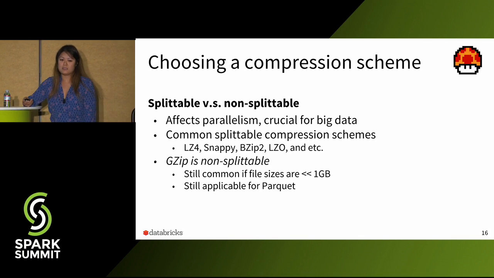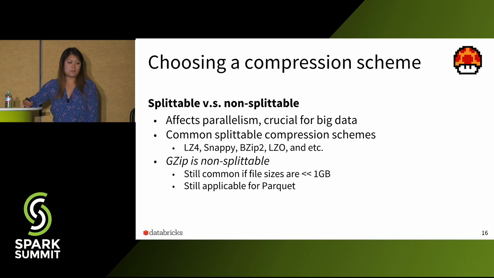The other thing to think about with compression is whether your compression format is splittable or not splittable. If it's splittable, it affects the amount of parallelism you can get on a single file. If the file format is splittable, that means two different tasks in Spark could go at the same file at the same time. If it's not splittable, then you're always going to have an issue. Some of the common splittable compression schemes that we see are LZ4, Snappy, bzip2, LZO, and there are others. Those are typically ones you're going to choose for big data.